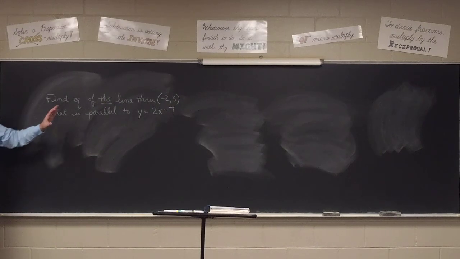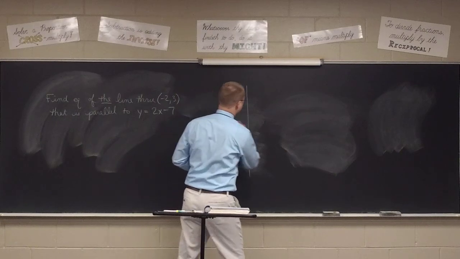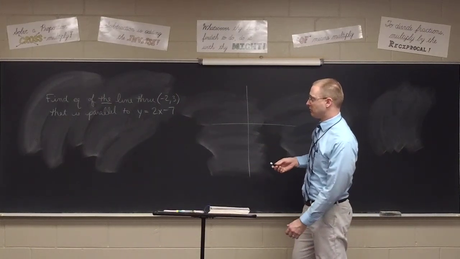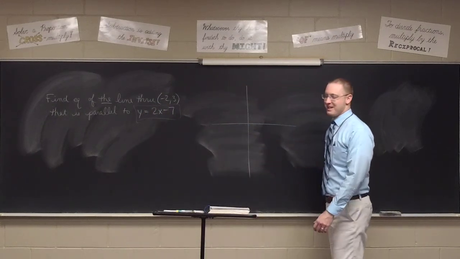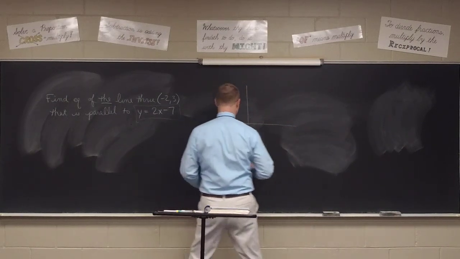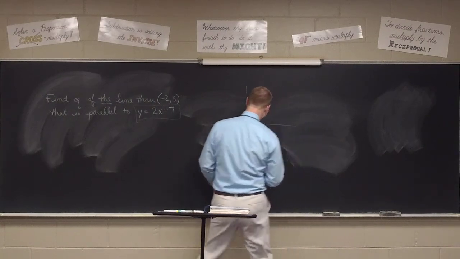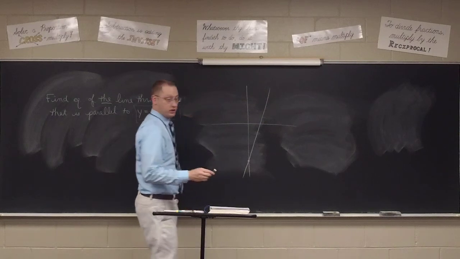So the idea is you're already given one line. Now, if we were to take the time to graph this line, we know that the y-intercept would be at negative 7. Okay, and then from there we would rise 2 and run 1. So we know we get a line that looks something like this, correct?